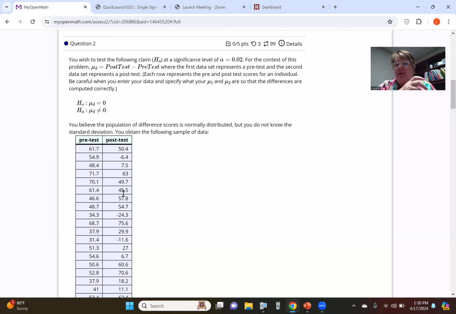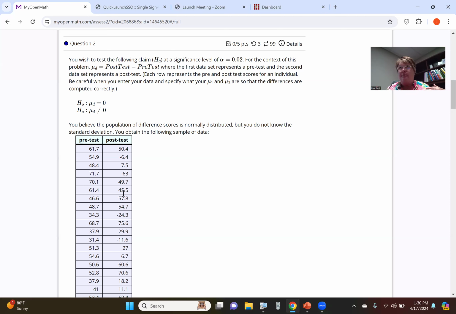The null hypothesis, the status quo, is that there's no difference in pre-post. So whatever we're doing is not making a difference whatsoever. The alternative would be that they are different, that the difference in post and pre is not equal to 0. There's actually some difference. And you could have the alternative hypothesis be less than or greater than. So maybe you're interested in post-test being greater than pre-test.